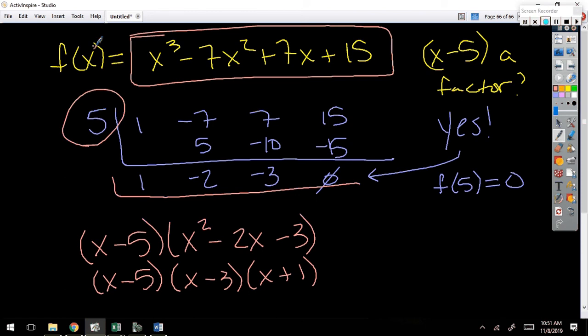Say again? It's finally off. Yeah, and because I did that and it's negative 3 and 1, because this leading coefficient is 1, these are just what goes in here. Let's do one more.